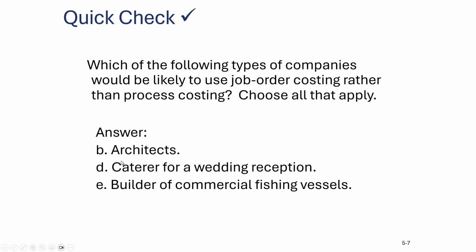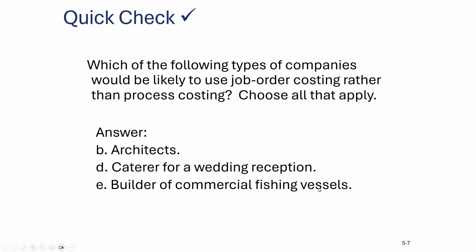So the answer is architects, because architects won't design until they know the job. So it's job order costing, and maybe one architect might be working on different projects at the same time. Caterer for a wedding reception, obviously that's also based on the job. The builder for a commercial fishing vessel, right?